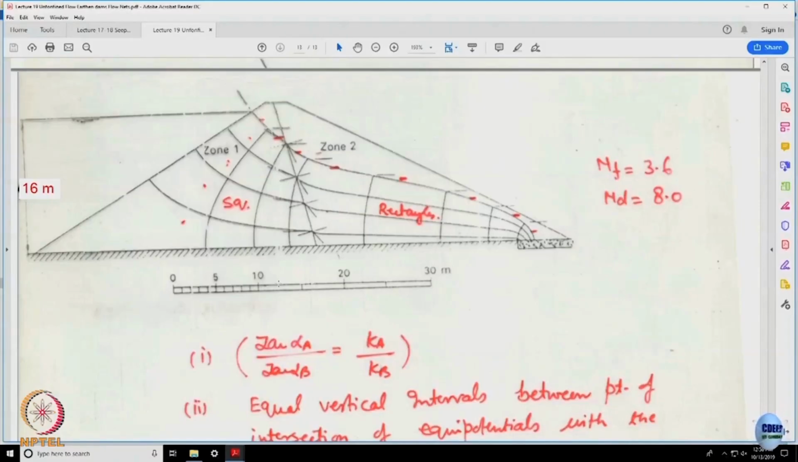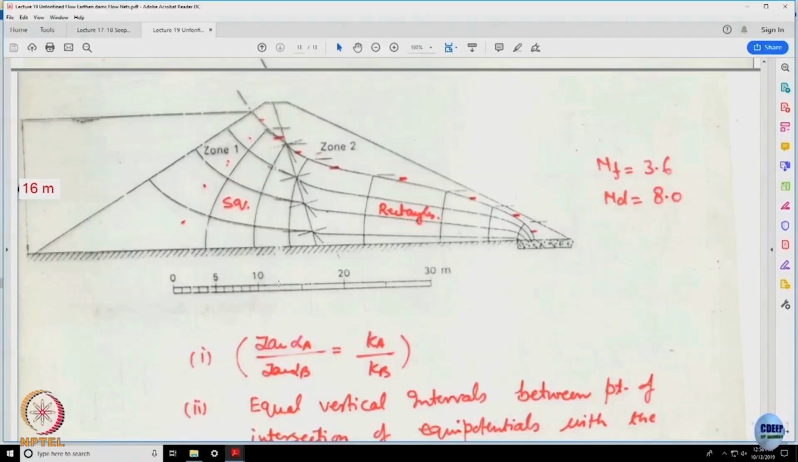Clear? So, in this case it is a beautiful example of how two zones have been clubbed together to do the seepage analysis. So, I am using the concepts of isotropic systems, homogeneous individually, but I have two zones which are heterogeneous in nature, and I am showing here the concept what we have used over here, that there are two ways of solving this.